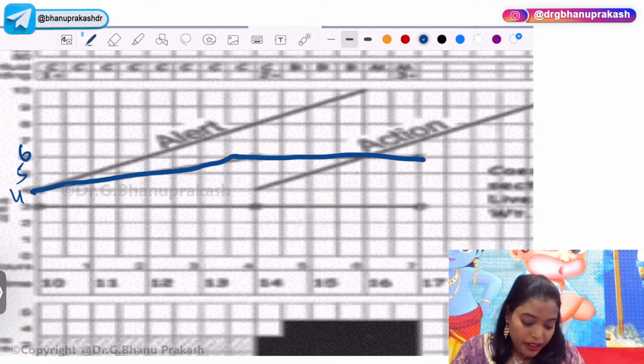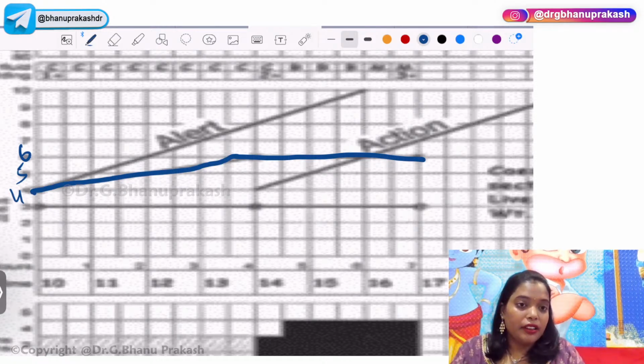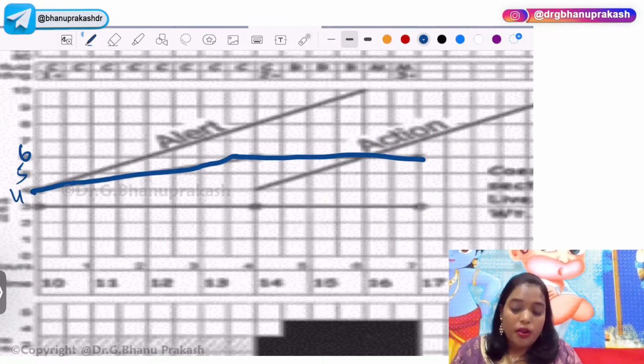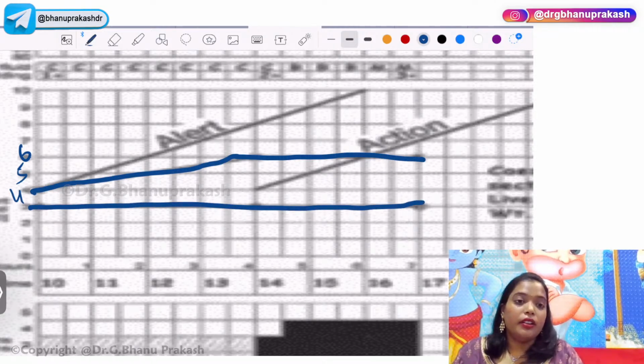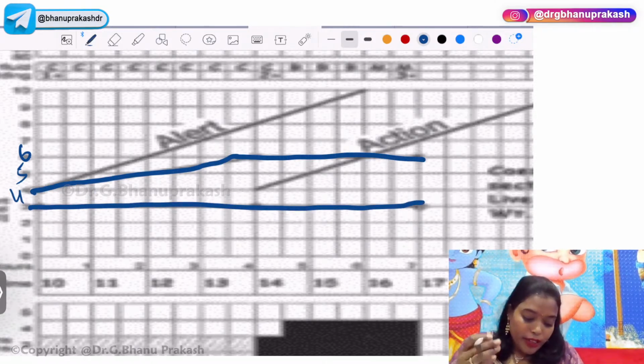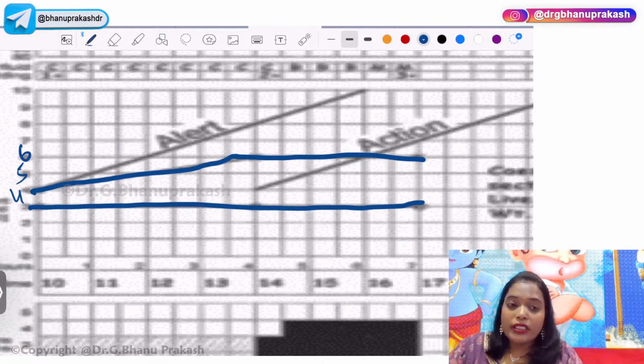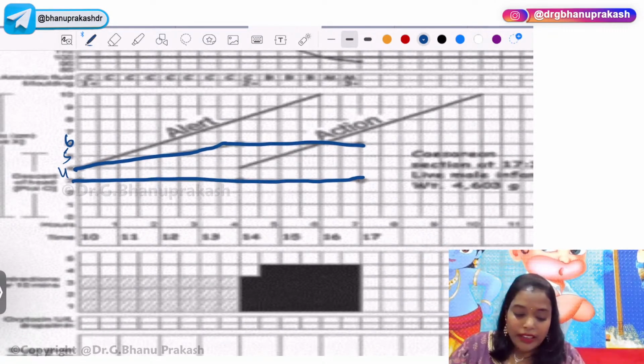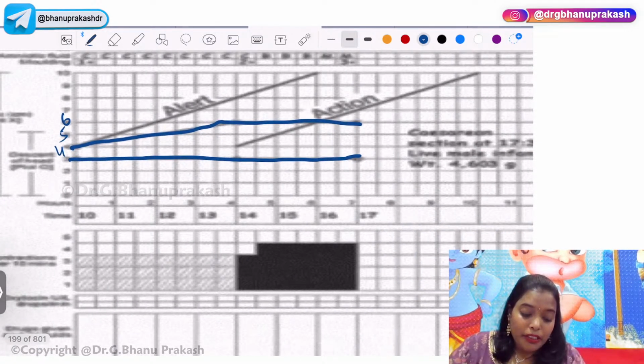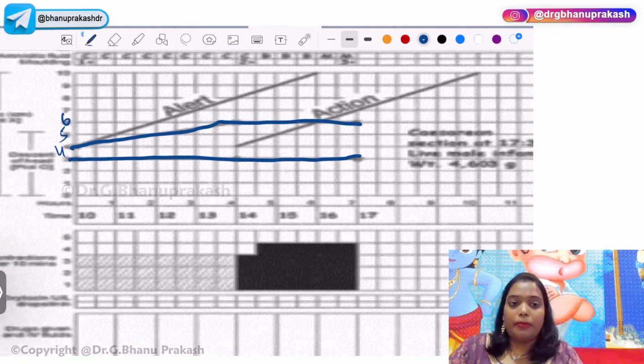Is this okay? Definitely not okay. You have to do some intervention now. What about the descent? There is no descent at all. So there is meconium, this has gone beyond the action line, there is 3 plus molding, there is no descent. What do you think? And contractions are adequate. What do you think might be the reason for this partogram?